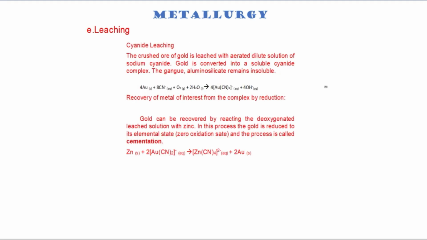One example for leaching is cyanide leaching. Here the crushed ore of gold is leached with aerated dilute solution of sodium cyanide. Crushed ore of gold is treated with sodium cyanide solution so that it is converted into cyano complex. Then after filtration and deoxygenation, the leached solution is treated with zinc powder. Now gold is reduced to elemental state and this process is called cementation.